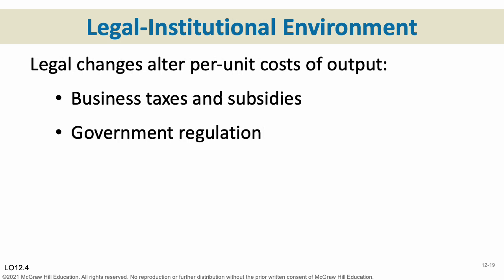Finally, legal changes can alter your costs as well. So taxes and subsidies, pretty straightforward. If taxes go up, it's going to increase our costs. If they go down, decrease them. If government subsidies get created, like Tesla is getting subsidies to build battery plants, for instance, it's going to decrease their costs. If subsidies go the other way, it's going to increase their costs.